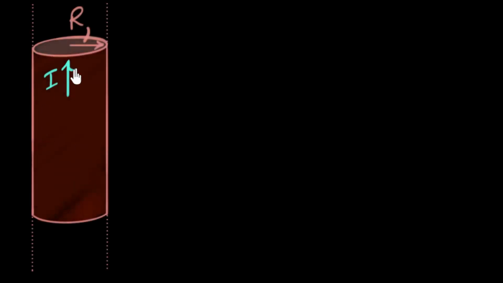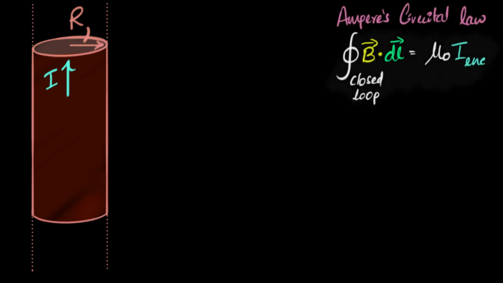We have a long but thick wire of radius r carrying a current I, and our goal in this video is to find the magnetic field inside the wire. Now in a previous video, we already did this, but we calculated for outside the wire, and we did that by using Ampere's circuital law.